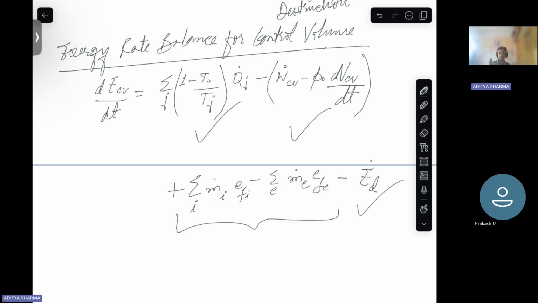it depends on the extent of the working substance in a system. That was also the case with entropy. Because this is an extensive property, these two particular terms have been introduced into this exergy rate balance. So this is about exergy rate balance.